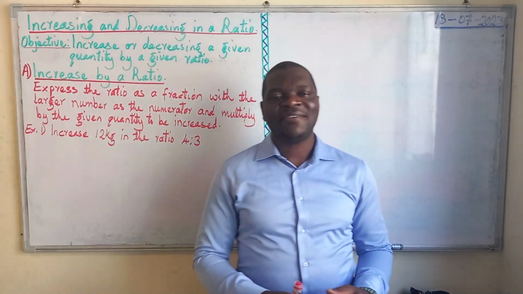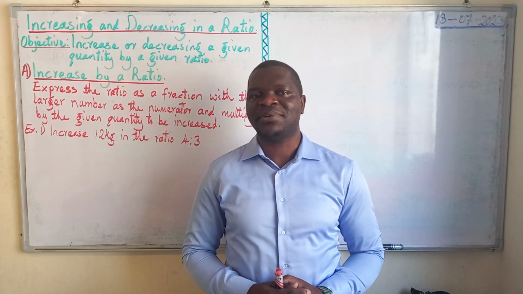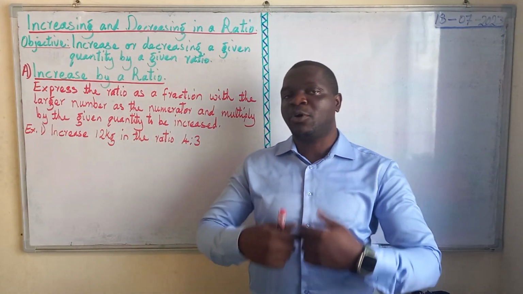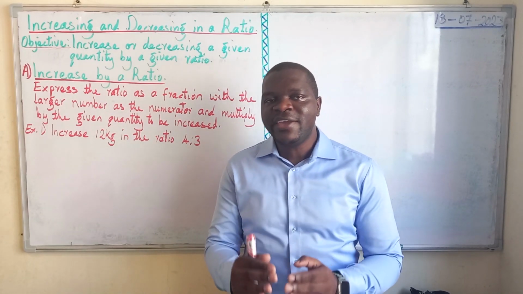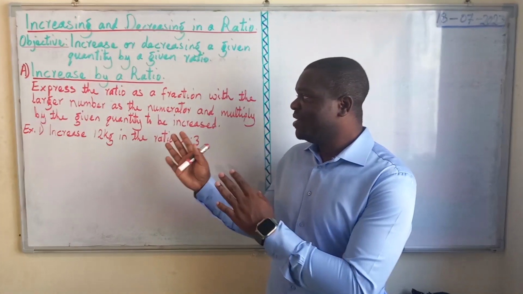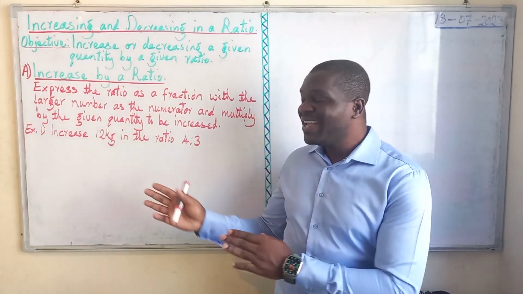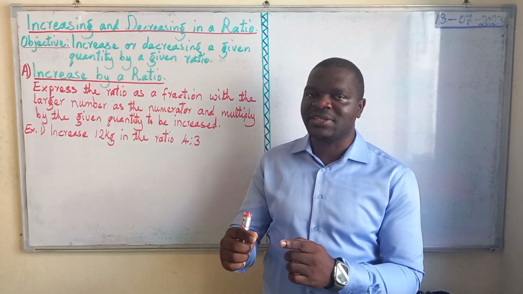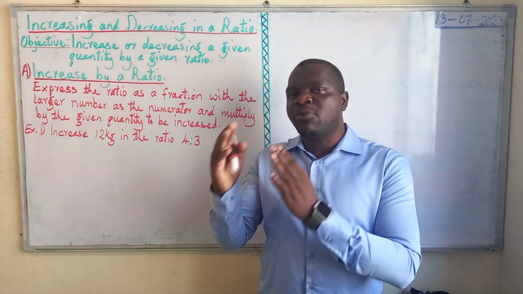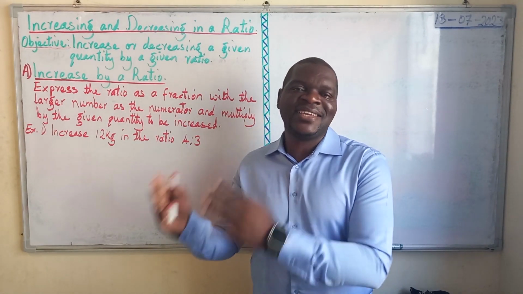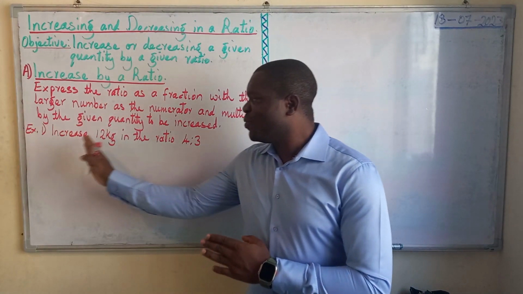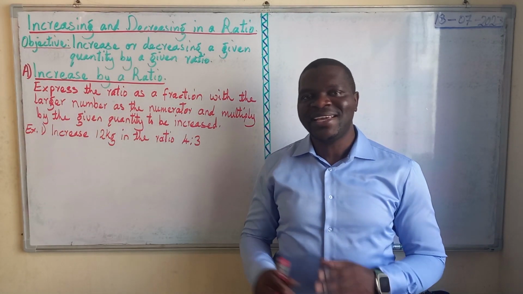Here on the board we have our first example, and before this first example, let us read a description on what you are supposed to do if you have a certain quantity to increase in a given ratio. It reads thus: express the ratio as a fraction, and the numerator should be the larger number. Then you multiply this fraction by the given quantity. With this description, let us look at how we can apply this in an example.